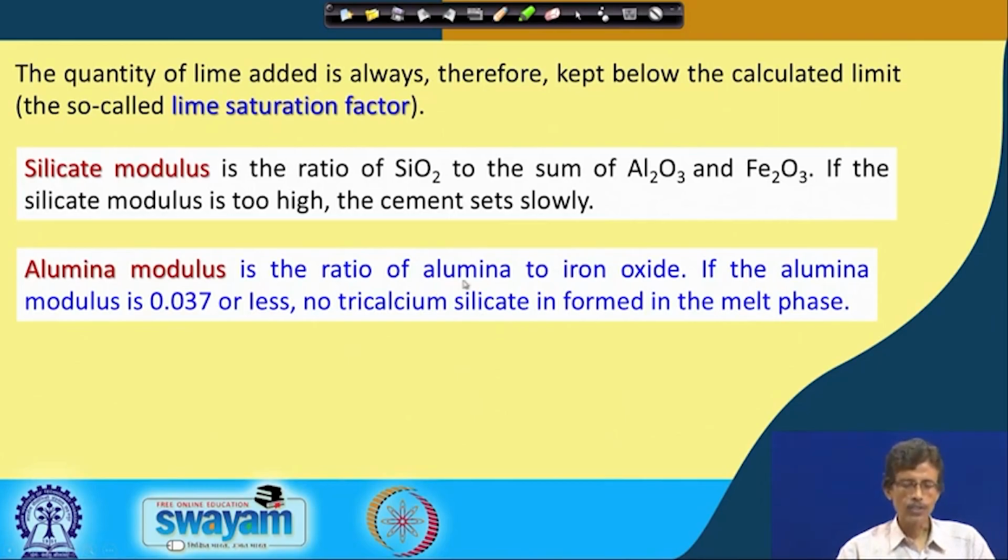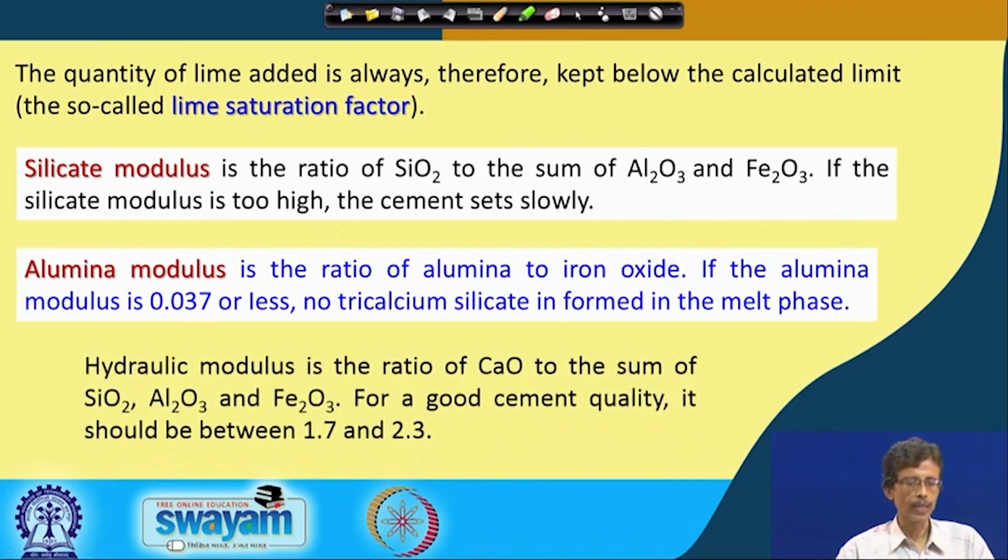So for the ratio of alumina to iron oxide, if this modulus is only 0.037 or less, no tricalcium silicate is formed in the melt phase. So when you get the melt phase, no tricalcium silicate will be formed at the corresponding alumina modulus. The hydraulic modulus, which gives us the corresponding hydraulic cement, is determined by the ratio of calcium oxide to the sum of SiO2, Al2O3 and Fe2O3.